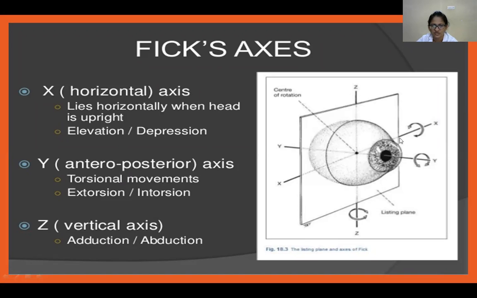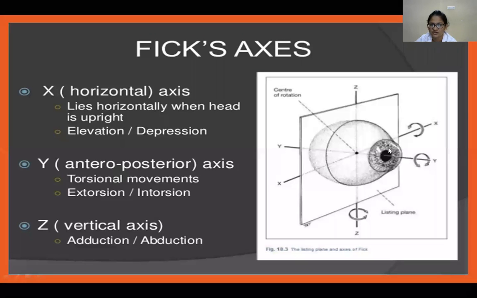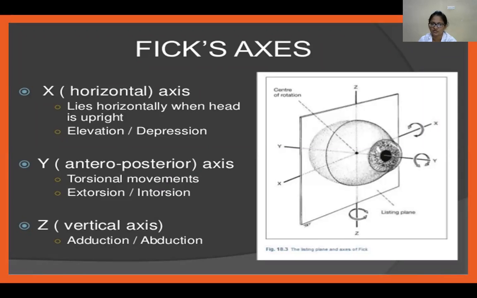Okay, first we are going to discuss the horizontal axis. It lies when the head is in upright position, when the head is in straight position. Here the movements that occur in the horizontal axis are elevation and depression of the eyeball. Whereas in the anterior posterior axis, intorsion and extorsion movements occur. Torsional movements are nothing but intorsion and extorsion of the eyeball.